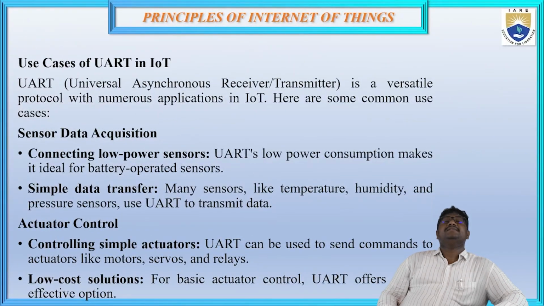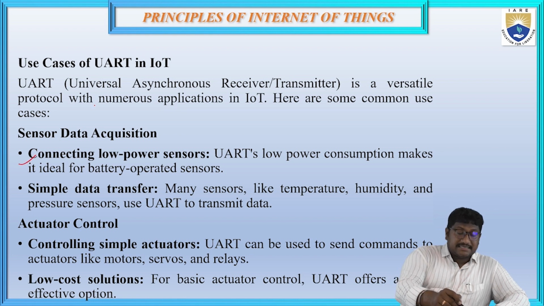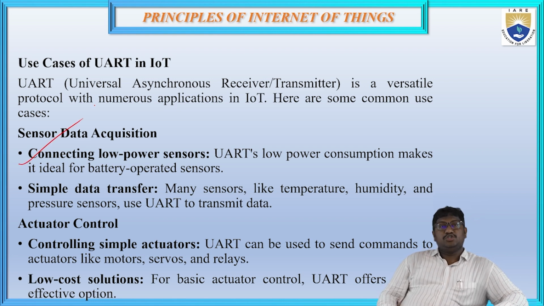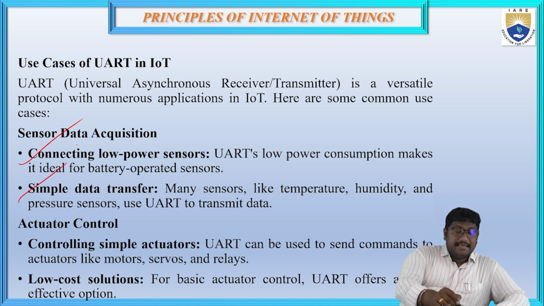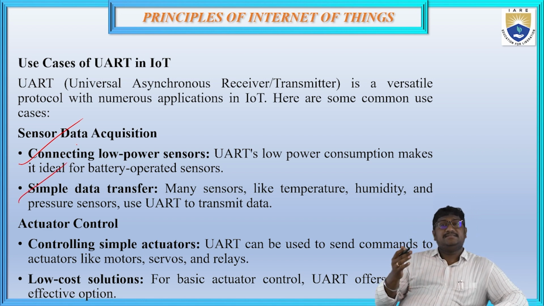And coming to the use cases of UART: universal asynchronous receiver or transmitter, which stands for the expansion of UART. It is a versatile protocol with numerous applications in IoT. Here, the common things are sensor data acquisition, which is used for connecting low power, battery operated sensors, and simple data transfer. Here, many sensors like temperature, humidity, and pressure sensors are going to be utilized.